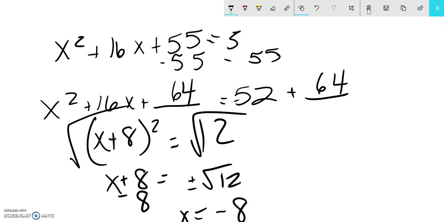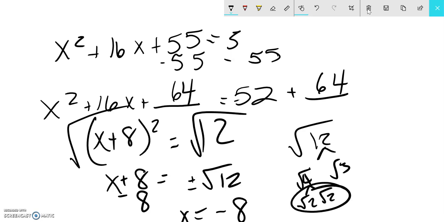Now watch what happens. Can 12 be broken down? Yes. Square root 4, square root 3. 4 is a perfect square. We have 2 and 2. There's my buddy pair. So we get negative 8 plus or minus 2 root 3 in simplest form.